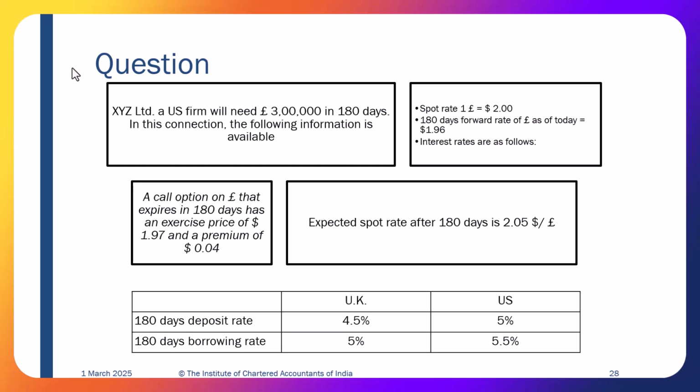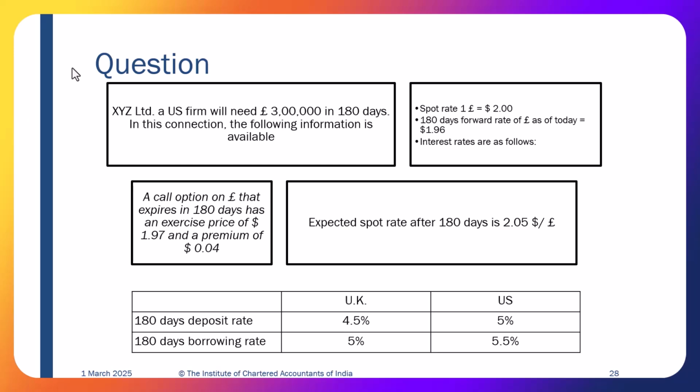So suppose the pound rate is equal to $2. It keeps changing, but of course it was quite long back when 1 pound was equal to $2. Currently, if you check, it is 1.2 or 1.3, because the pound is 110 rupees something and the dollar is 86, so it will come out to 1.2. So spot rate 1 pound is equal to $2. The 180 days forward rate of pound is 1.96.